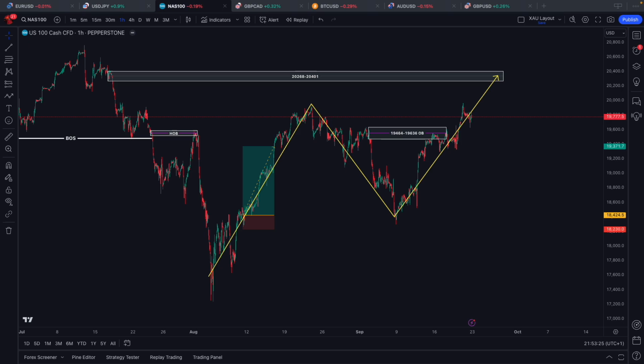Again, very simple analysis here on this pair. We just want to see those structural laws being implemented and for confirmation parameters to be met in order for us to get involved in this market.